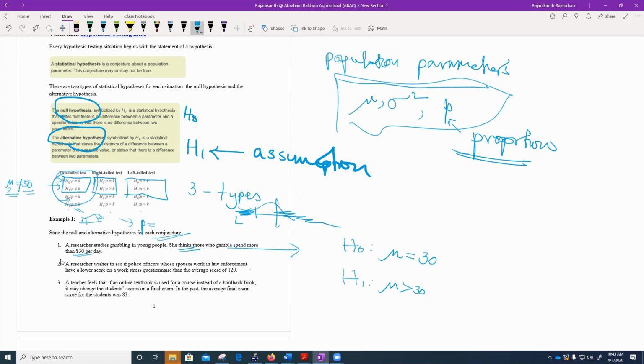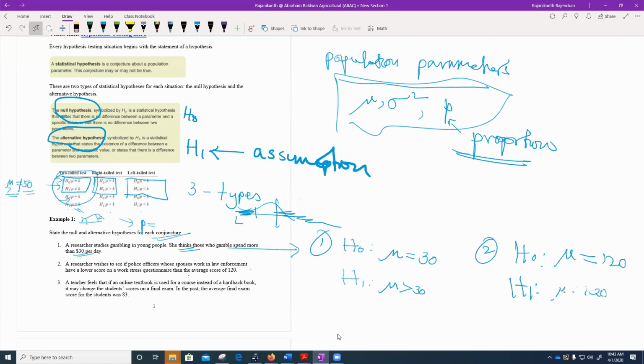Yeah. So this is for number 1. Again, for number 2, my H0 and H1 are about the population mean mu. Now it is 120. But what are they talking about? They're predicting the lower score. So it's going to be mu less than 120. Less than 120. Very good.